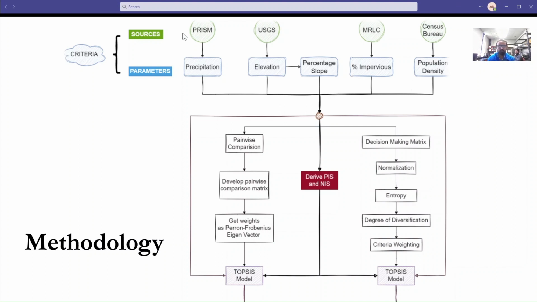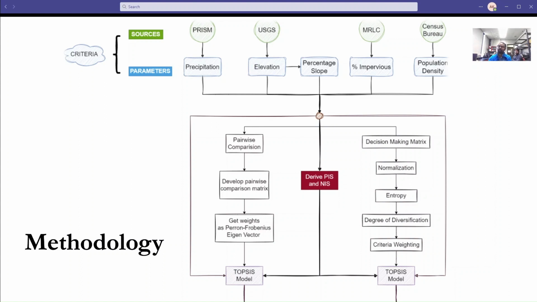As Rohan talked about, from PRISM, USGS, MRLC, and the Census Bureau, we downloaded five parameters, five criteria of interest for each of the counties. Once we have the complete data set for each county and each criterion, we'll use the weight, positive or negative impact, of each parameter and fit them to the TOPSIS model by creating some sort of weighting criteria.